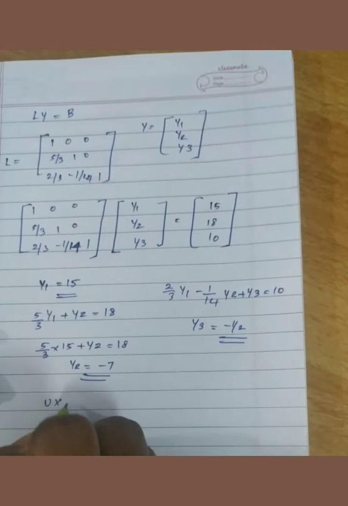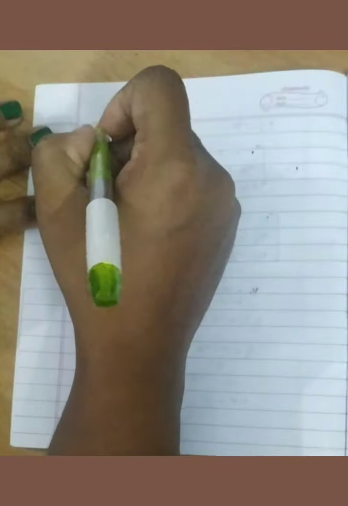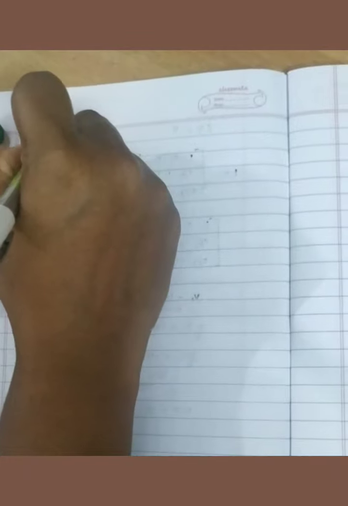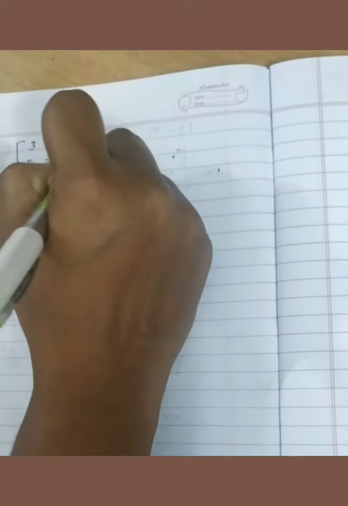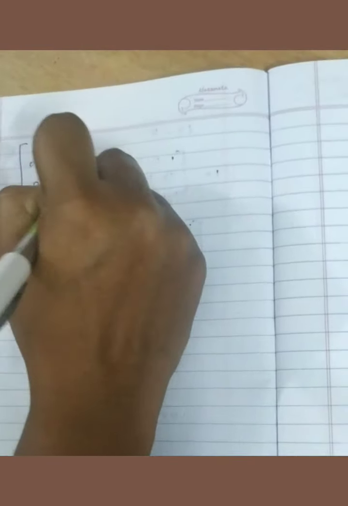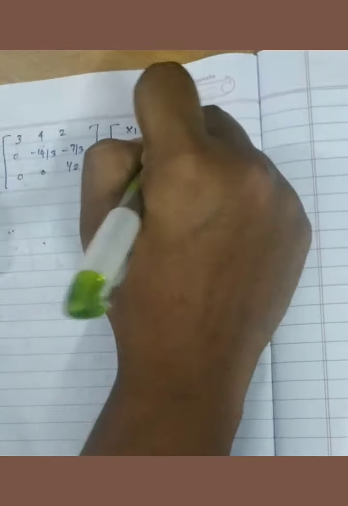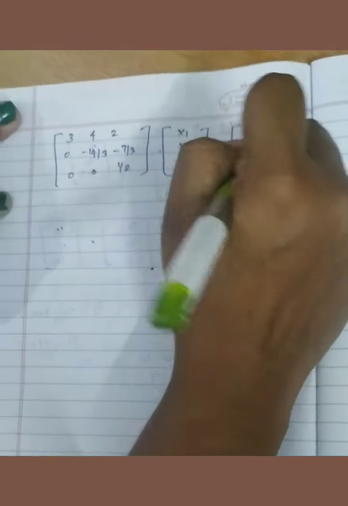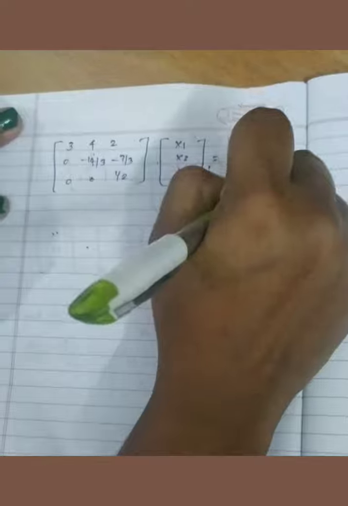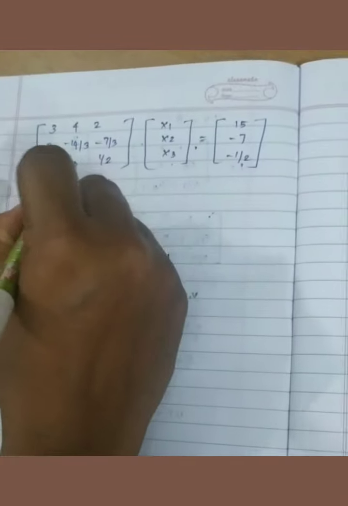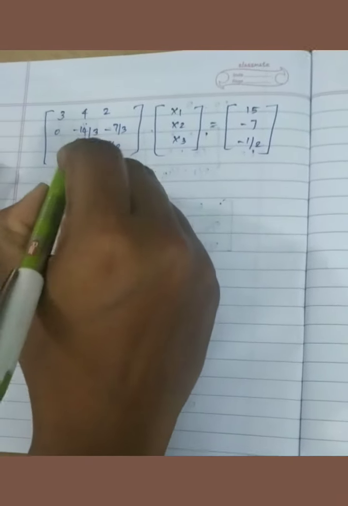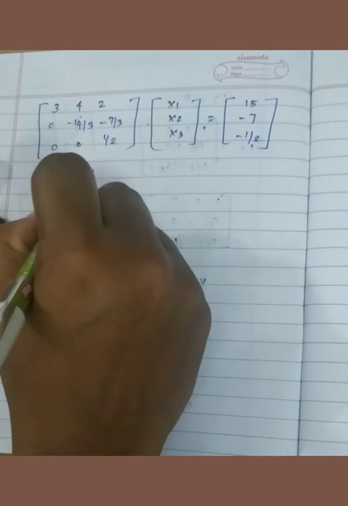Then our next equation is Ux equal to y. Substitute U and y in the equation. So our U matrix will be 3 4 2, 0 minus 14 by 3 minus 7 by 3, 0 0 1 by 2. Our x matrix is x1 x2 x3. Y matrix is 15, minus 7 and minus 1 by 2. So after solving we will get the last, x3 equal to minus 1.